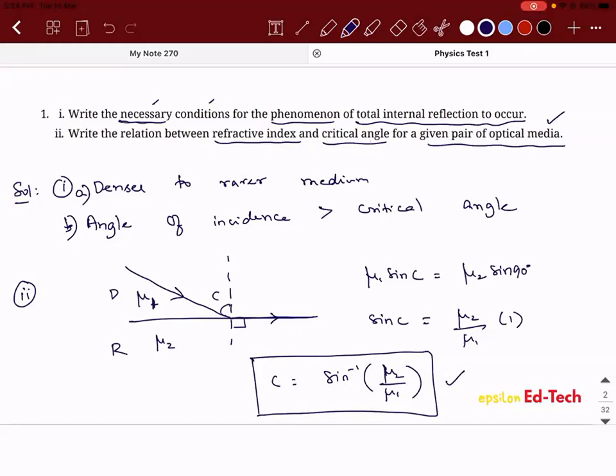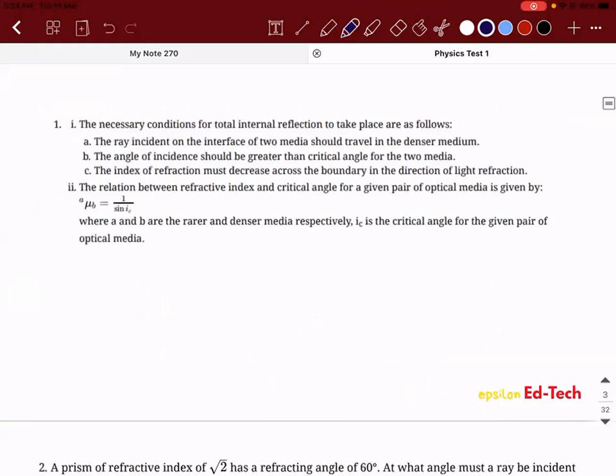Yes, sir. Perfect. So I have attached the solution also here. Once the discussion is over, I'll be sharing the sheet. You can go through the solutions also.